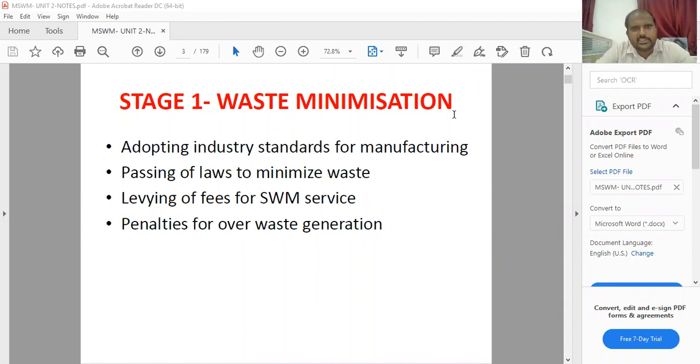The next is waste minimization. Waste minimization means adopting industry standards for manufacturing, taking measures to minimize waste, levying fees for SMW service, and imposing penalties for over waste generation.